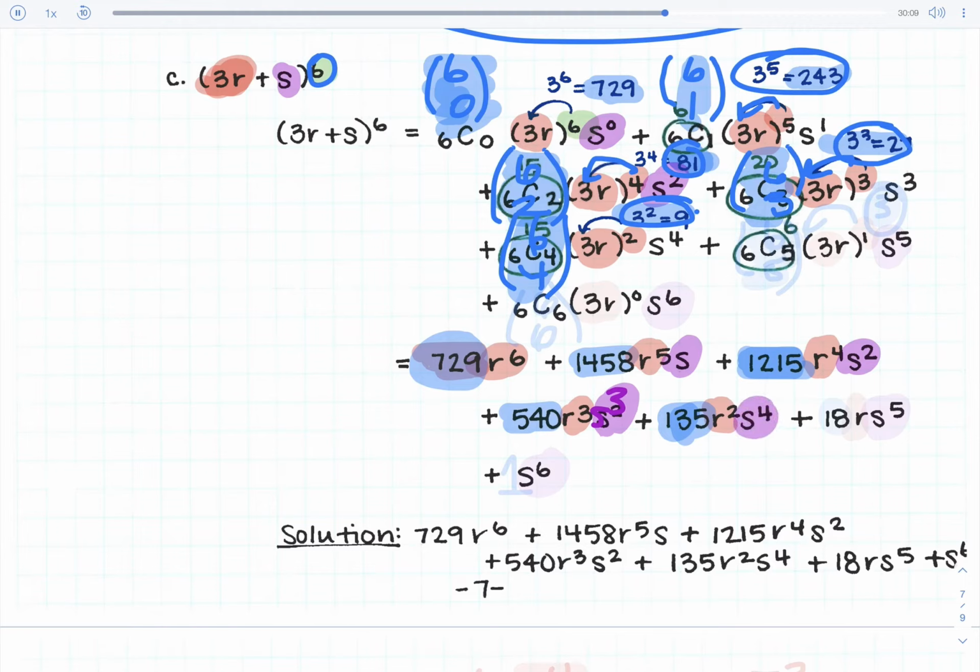Keep on going. Now we've got to do the 3r to the first power. Well, the 3 to the first power would be just a 3 times your combination of 6 and 5, which just gives you a 6. So we've got the 6 from the combination and the 3 from the 3 to the first power would give us 18. When you multiply the 6 and the 3, you get 18. And remember, we had an r to the first power here. We're working our s's up, so it'd be an s to the 5th power.